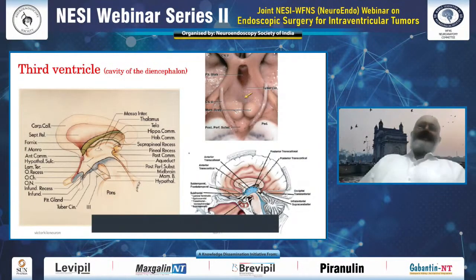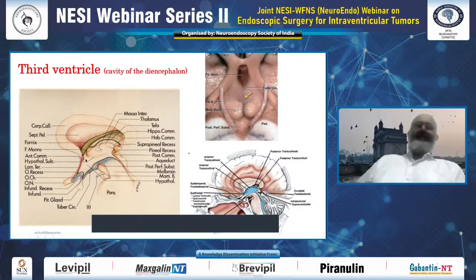Moving on from the lateral ventricle, we enter into the center of the brain, or the cavity of the diencephalon, which is the third ventricle. This has been an area of great surgical interest, with many approaches described to the third ventricle in various methodologies. But endoscopically, I find it very useful to have this image in mind whenever we are navigating into the third ventricle, and to understand the boundaries of the third ventricle.